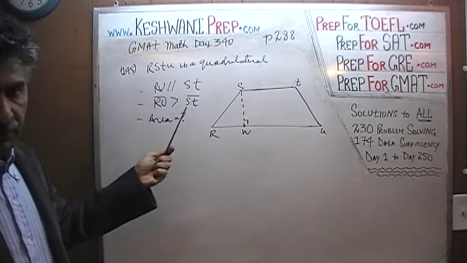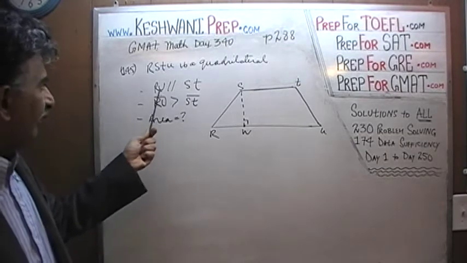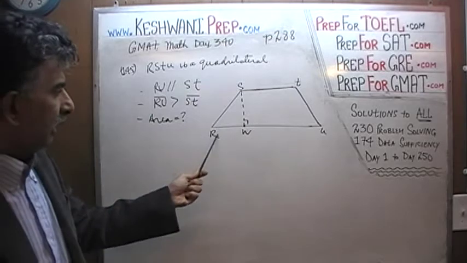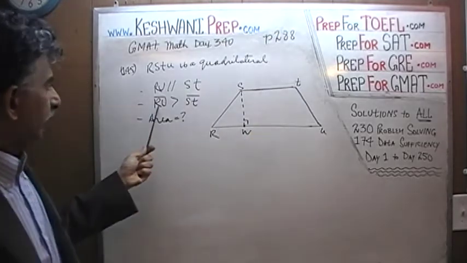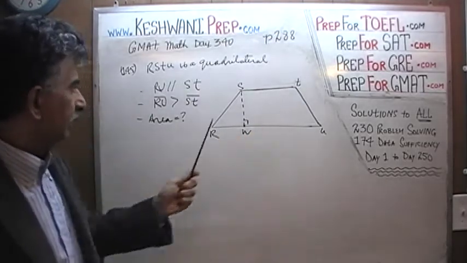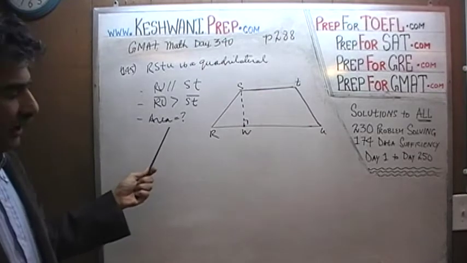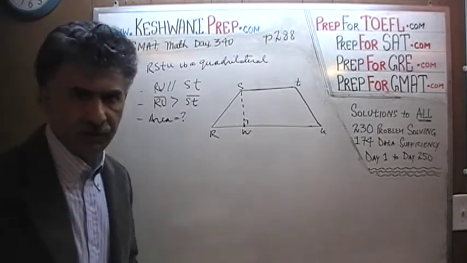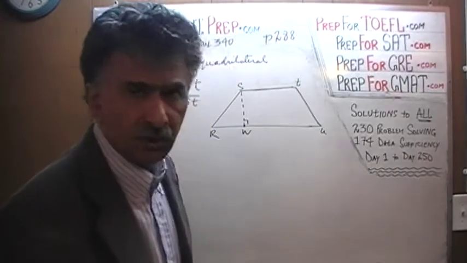Some of the basic things that they tell us are bloody obvious. We are told that R to U is parallel to S to T. We are told that RU is longer than ST. As I said, these are bloody obvious. The question simply is, what's the area of this quadrilateral?